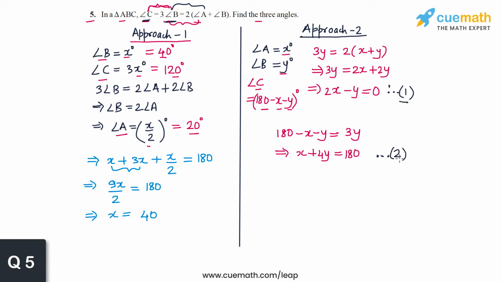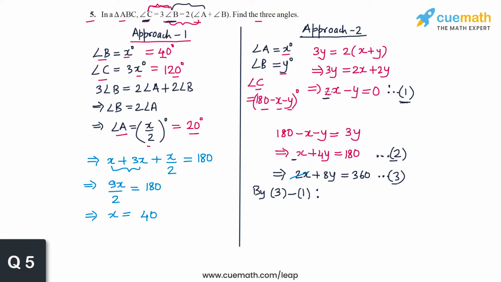Now to solve this pair of equations 1 and 2, I note that the coefficient of x in the first one is 2 and in the second one is 1. So let's multiply the second equation by 2. That will give me 2x plus 8y equal to 360. And let's call this equation 3. Now we can subtract equations 1 and 3. So let me do 3 minus 1, and that will eliminate the x terms.